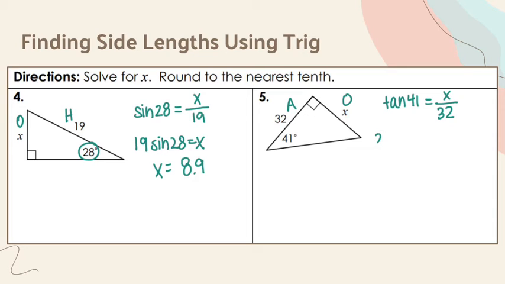So once again, we will multiply because that 32 is on the bottom. And we're going to get 32 tangent 41 equals x. And when we type 32 tangent 41 into our calculator, we're going to get that x equals 27.8.